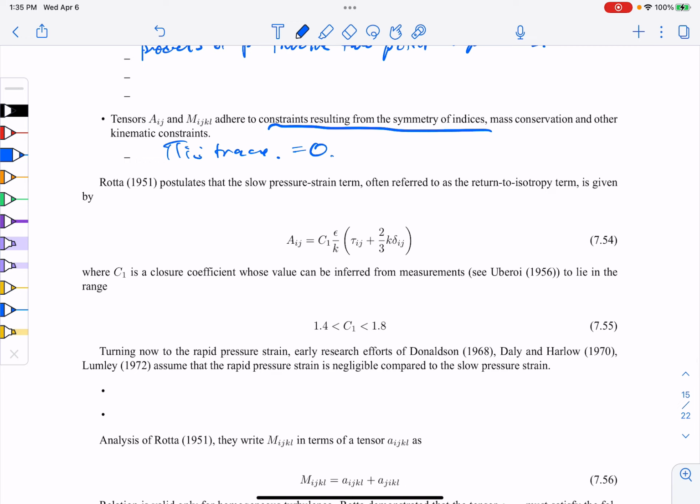So there's a few postulates on how this might be done, and these are fairly crude, and there's really no way to verify them except through DNS, but as I mentioned, DNS is only for low Reynolds number flow. And Rotta, which is the second closure for specific Reynolds stress transport equation models, assumes that the slow part of the process, which would be viewed as the return to isotropy term, might go as a_ij equals a constant C1, which is a closure coefficient, times the dissipation divided by turbulent kinetic energy times the sum of tau_ij Reynolds stress plus 2/3 k, turbulent kinetic energy, times the Kronecker delta function.